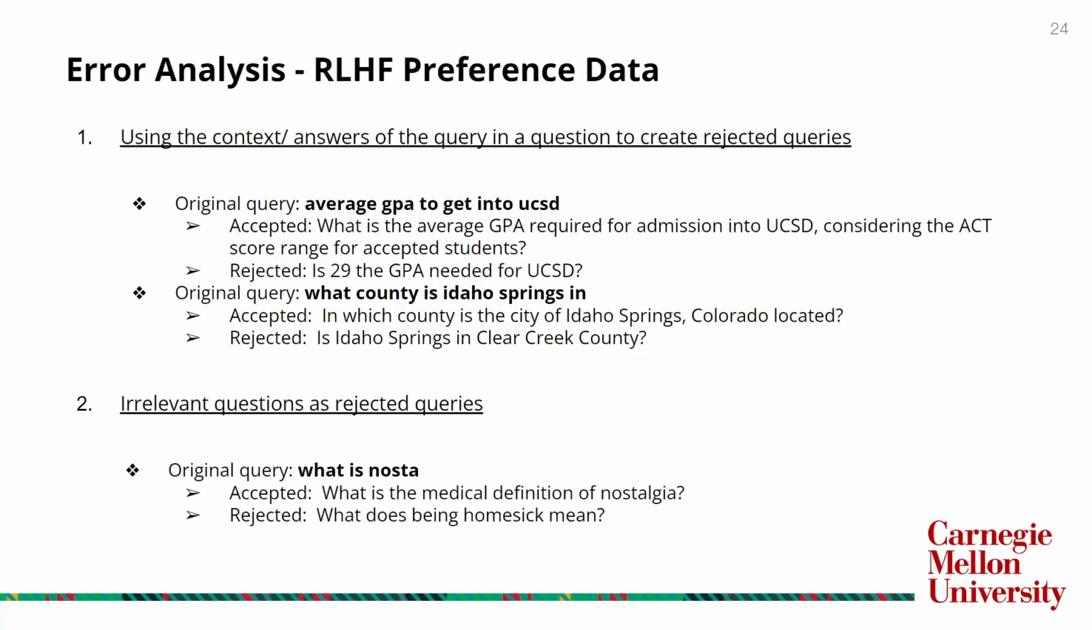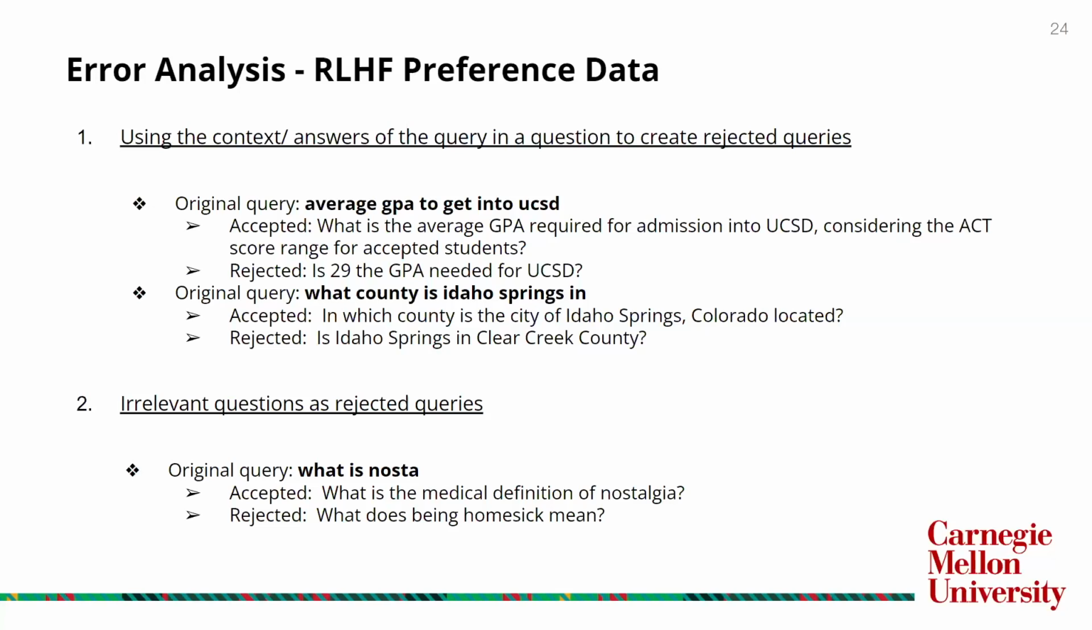We conducted some error analysis on the RLHF preference data, which was created through GPT. The first and foremost thing we saw was that in a lot of rejected queries, GPT was taking answers from the context passages and infusing them directly into the questions. For example, if the original query was average GPA to get into UCSD, the rejected query is 'the GPA needed for UCSD'.